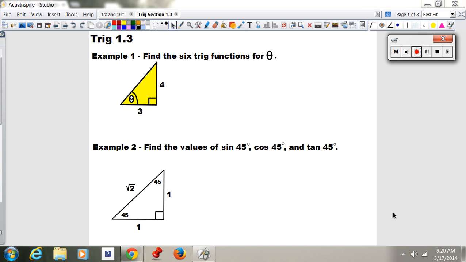All right, trig section 1.3. We're going to need to write at the top of your paper, because we're going to need to review a little bit about our trig functions.